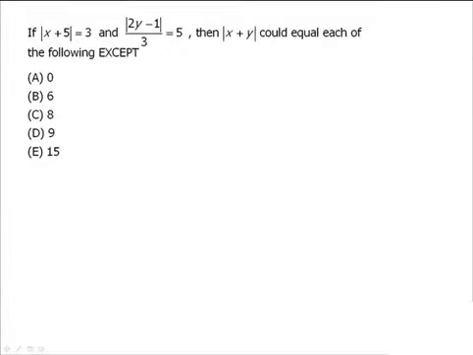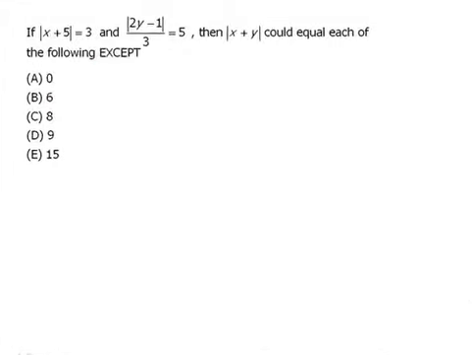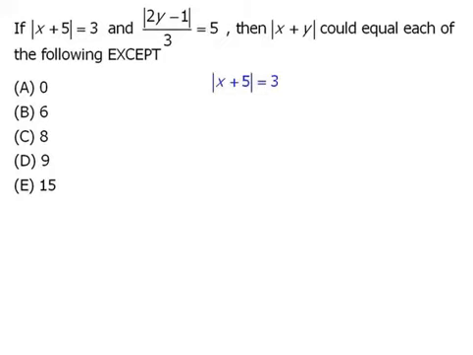Let's begin by solving each of our equations for x and for y. We'll begin with this equation. If the absolute value of x plus 5 equals 3, then we know that either x plus 5 equals 3 or x plus 5 equals -3. When we solve these two equations for x, we get two possible values.